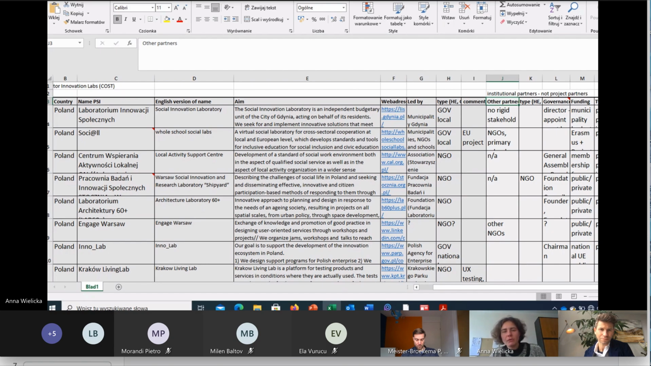So this kind of terms we excluded. And here is our Polish database of public sector innovation labs. As you see, it's a print screen, so perhaps I will go to the file for a while, if it's possible. Okay, but perhaps I will not interrupt the presentation.